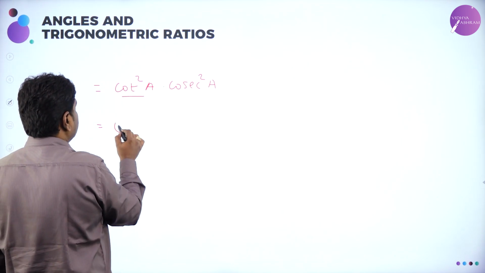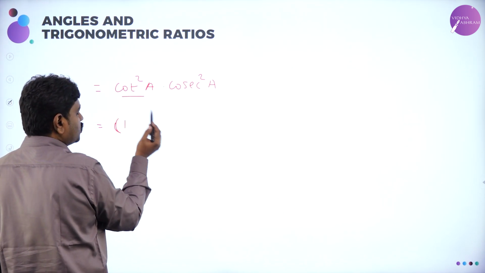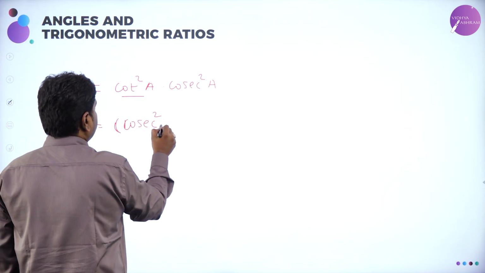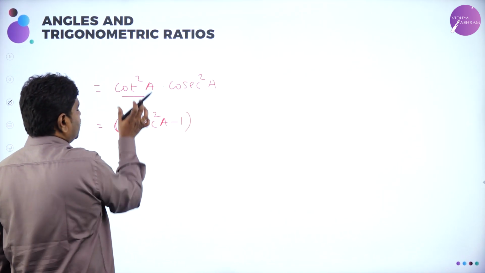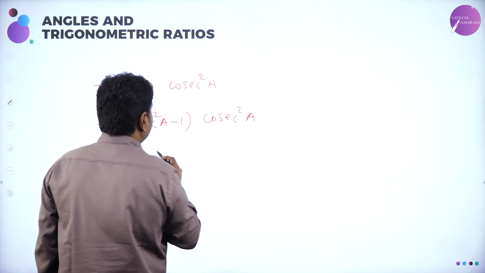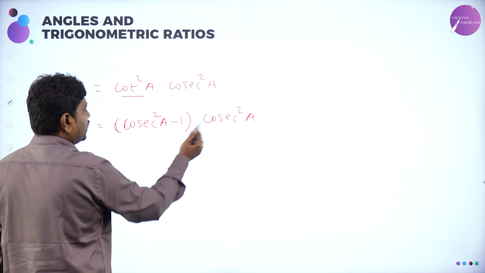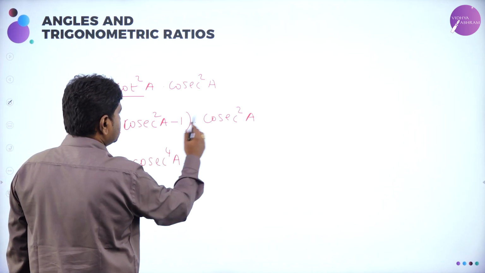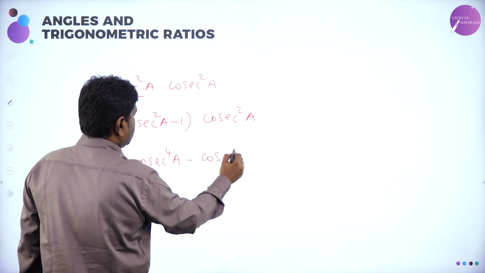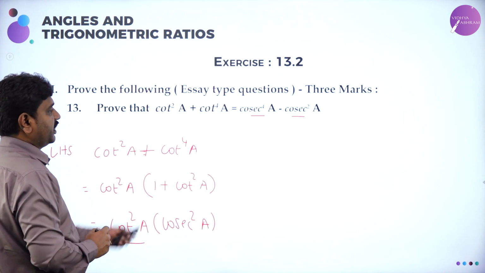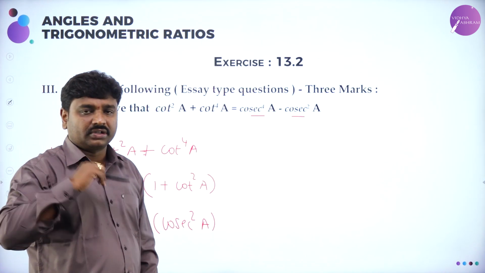Since 1 plus cot square is cosecant square, cot square is cosecant square minus 1. So I can write cot square A as cosecant square A minus 1. Outside we have cosecant square A. Now you multiply: cosecant square A into cosecant square A becomes cosecant power 4A, minus cosecant square A into 1 is cosecant square A. This is the RHS. This is what they want you to find. I hope all of you got this.